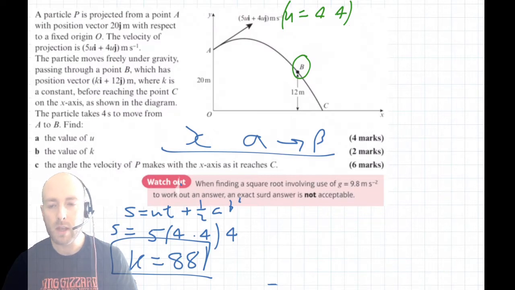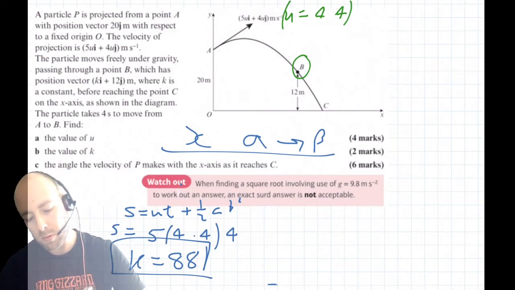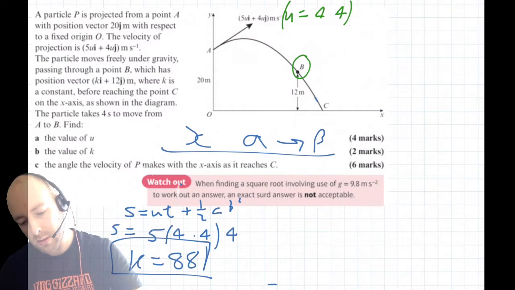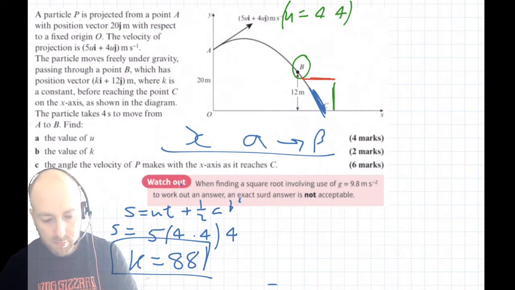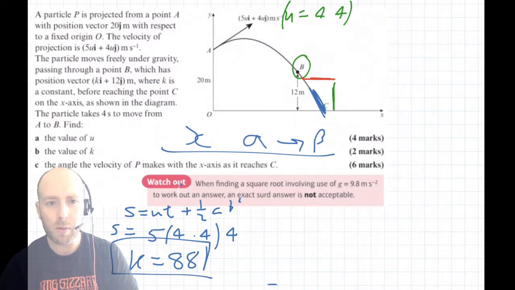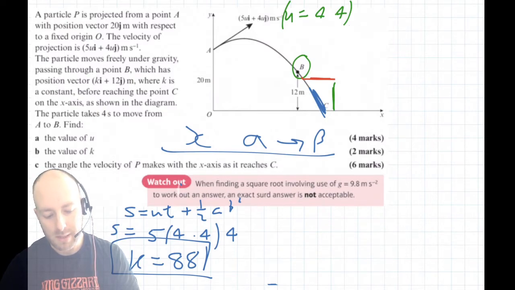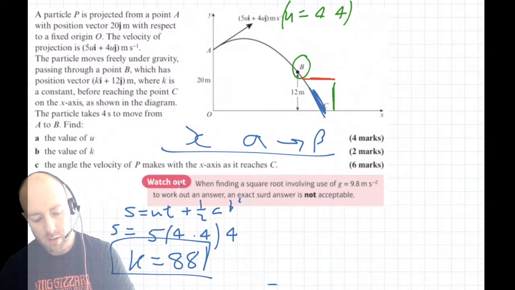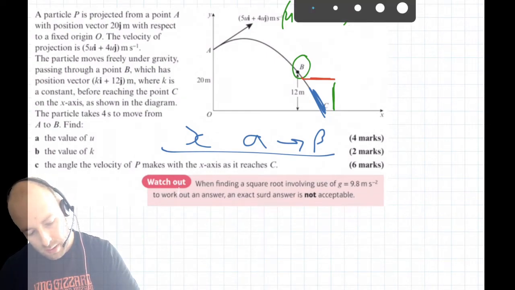Cool. All right, last bit, the angle the velocity makes as it reaches c. So we want to find horizontal velocity, vertical velocity, and then find the modulus of those two bits. I think we're going to need to do 2 bits, because all we know about where it hits the ground is that the total vertical displacement is 20. So I know s is minus 20.